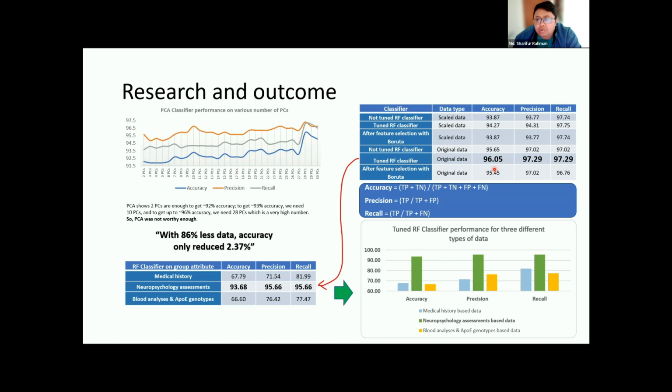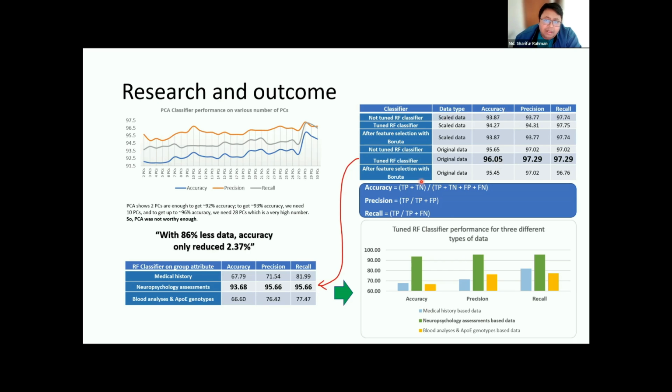That means the accuracy we could get was 96.05%. But our main target was to reduce the test number. So if we could reduce the attributes or features we have used, we can reduce the test number. That will reduce the time and also the cost of identifying Alzheimer's disease.